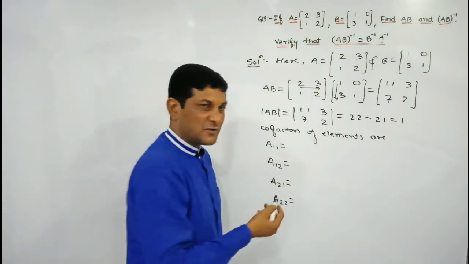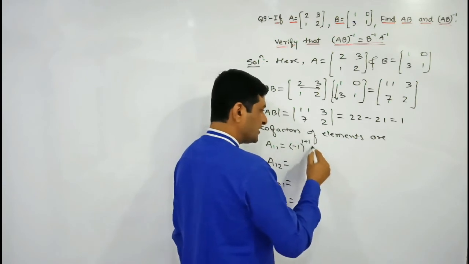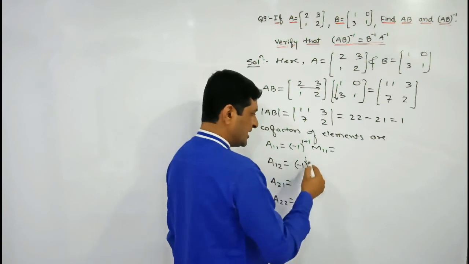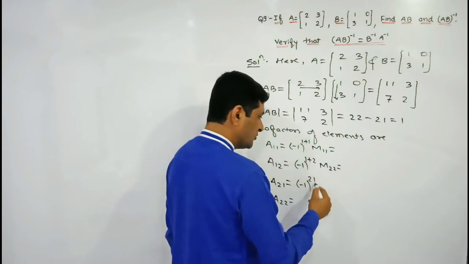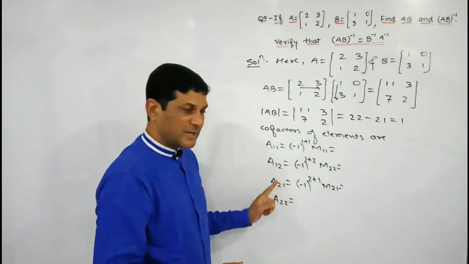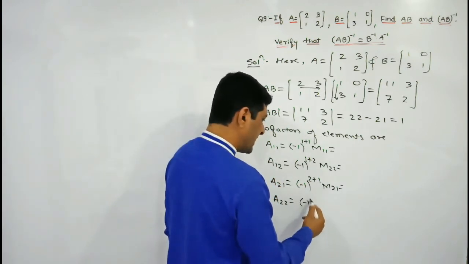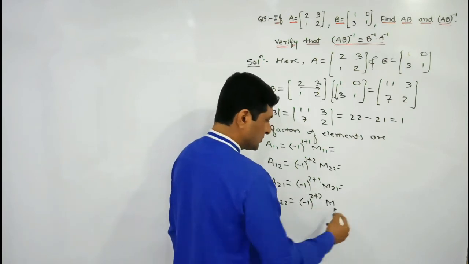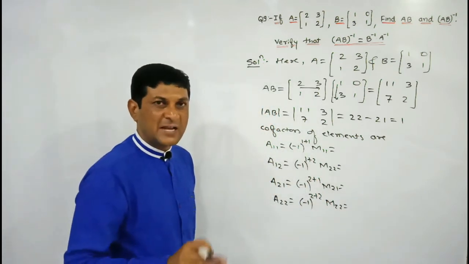So what is the formula to find the cofactor? -1 raised to the power i plus j, means 1 plus 1 into m11. Here what we will get? -1 raised to the power i plus j, means 1 plus 2 into m12, -1 raised to the power 2 plus 1 into m21. What is the formula? -1 raised to the power i plus j. Here i is 2 and j is 1. So here also we are applying the same formula, -1 raised to the power i plus j, means 2 plus 2 into mij. i is 2 and j is also what? 2.